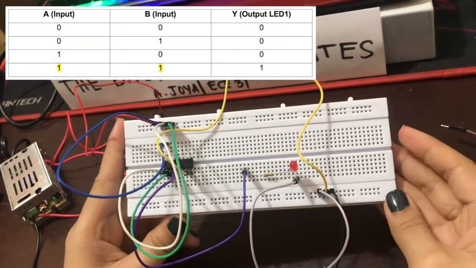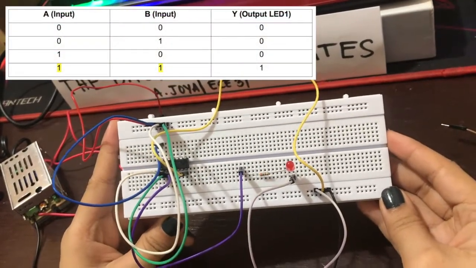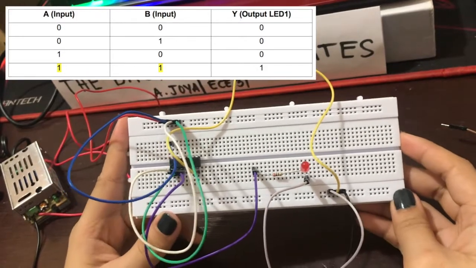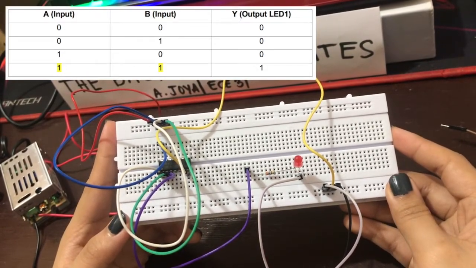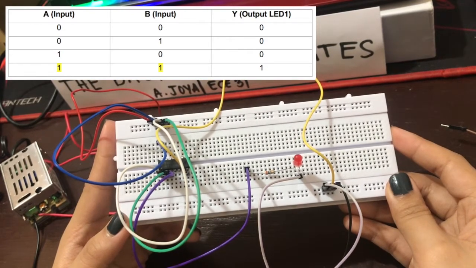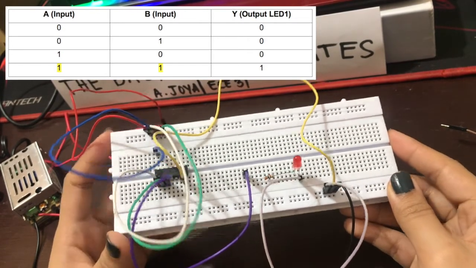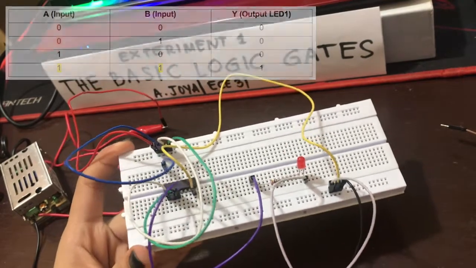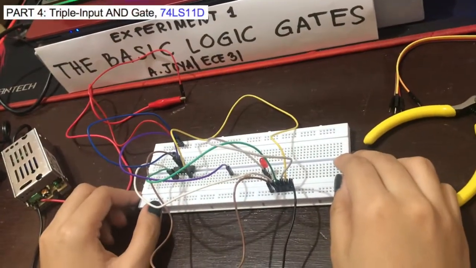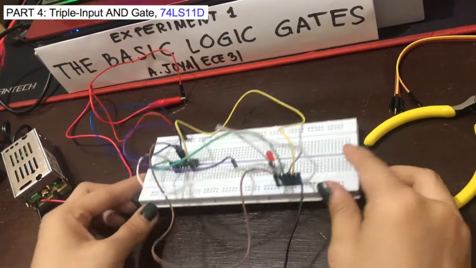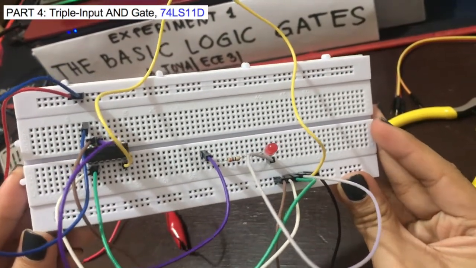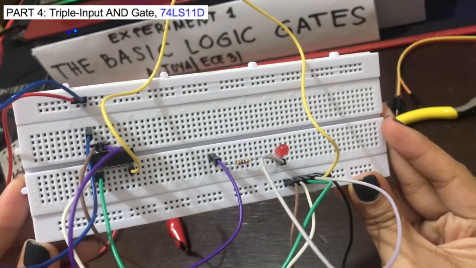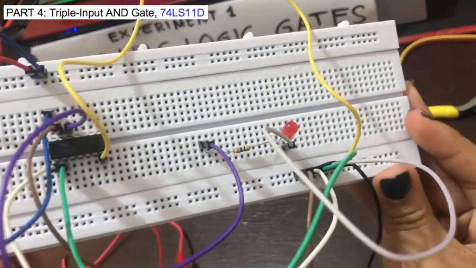So for part 3, with a 2-input AND gate, we can say that an AND gate only yields logic 1 when both of the input terminals have logic 1 inputs. Part 4, multiple input AND gate. This is the circuit of a triple input AND gate with a 74LS11D IC.